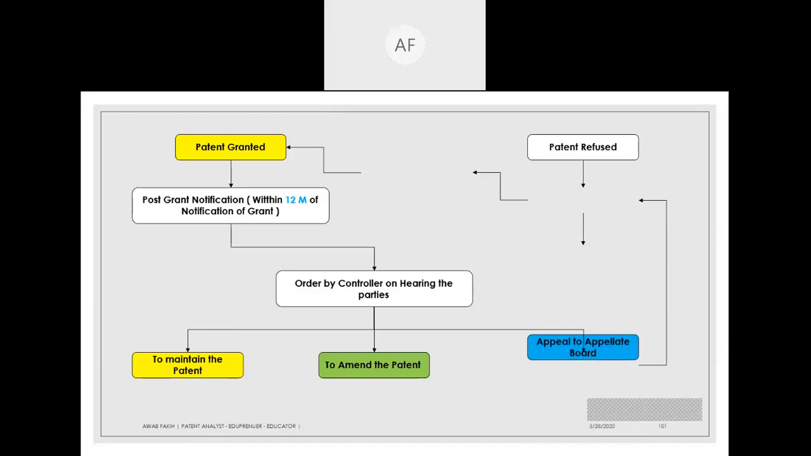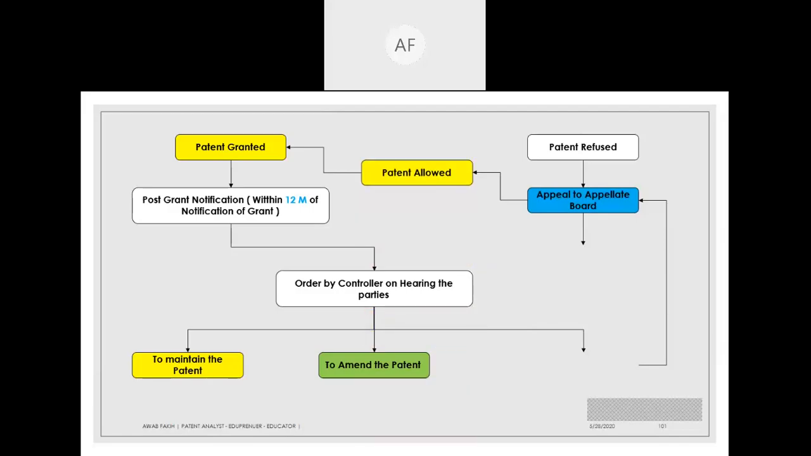So if the patent is refused, you can appeal to the appellate board. The appellate board will hear you. They will listen to you. If they feel the decision taken by the controller is not right at all, and that you are right, that your patent has all the three things which are required and is not clashing with the prior art, then the appellate board will allow your patent and it will follow the usual procedure.